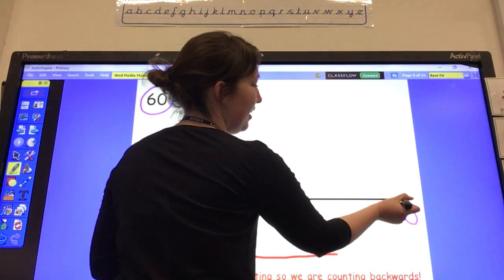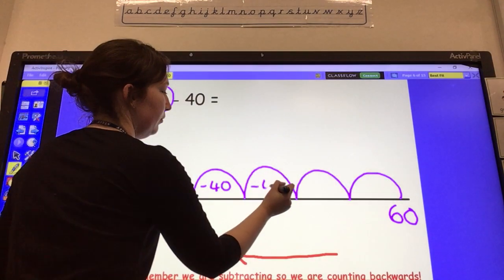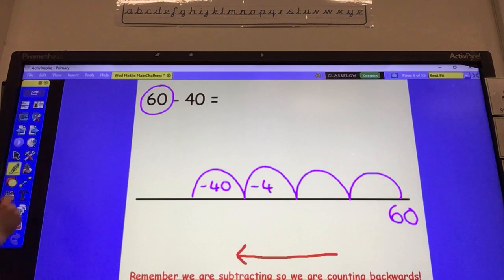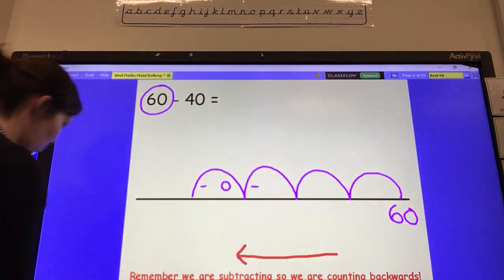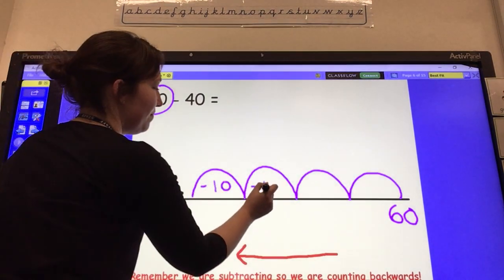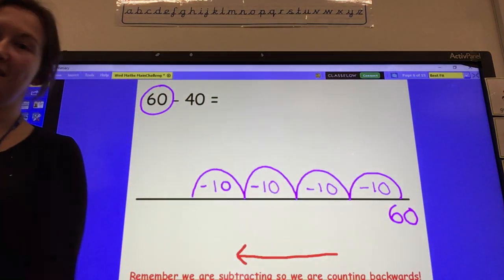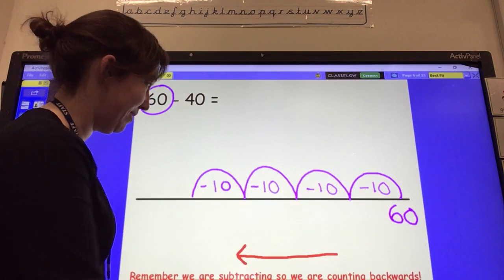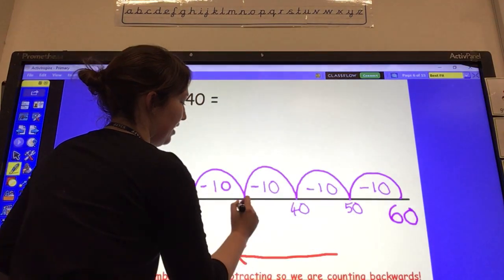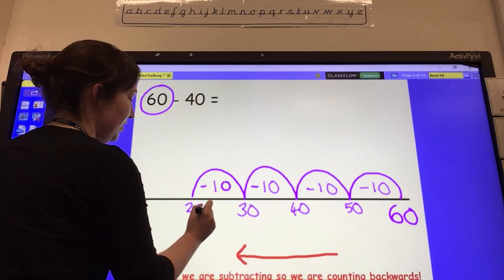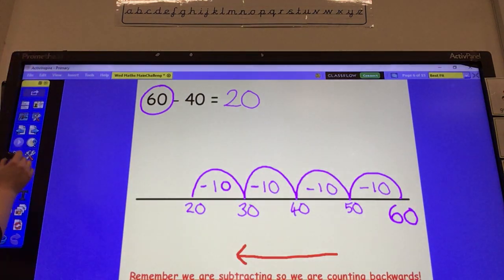Okay, let's go through the answer together. Let's count back. 10, 20, 30, 40. Oh my goodness. We are certainly not subtracting 40 each time. And well done if you spotted my mistake at home. Right, counting back in tens so that the tens are adding up to 40 is what I meant to do. So 60, 50, 40, 30, 20. So our answer is 20, and well done if you worked that one out correctly.